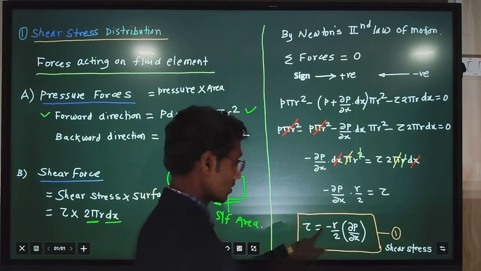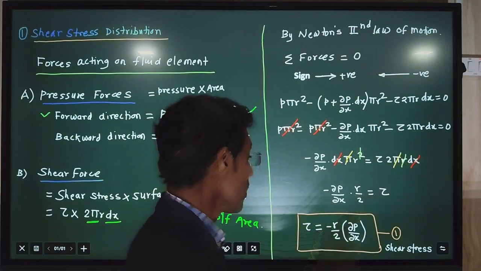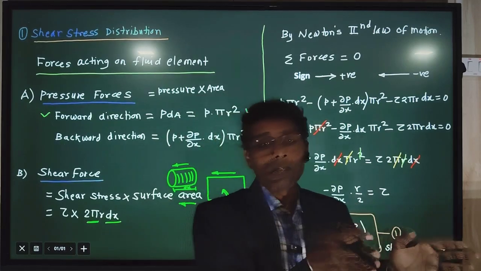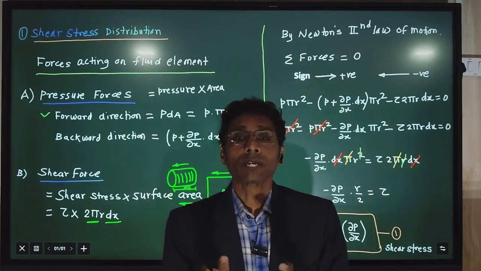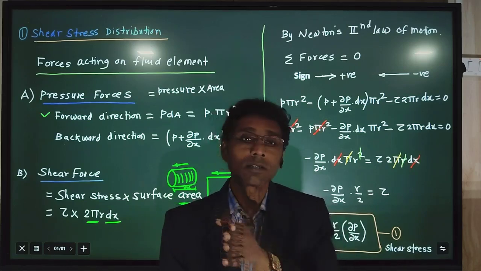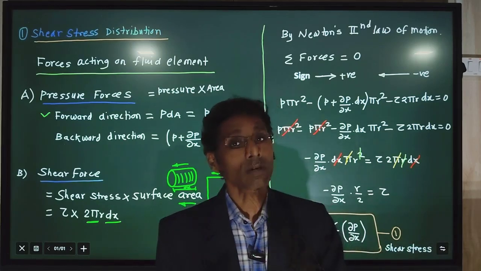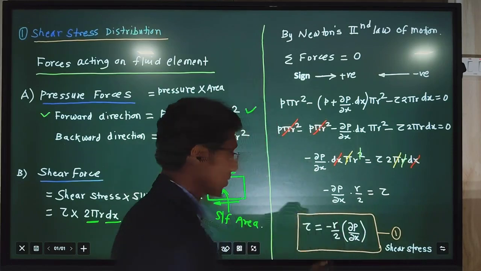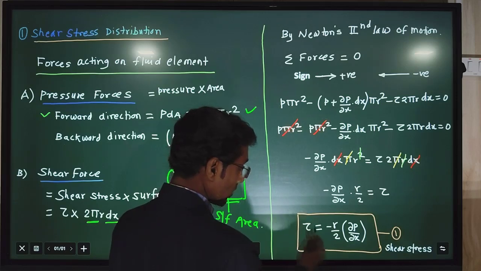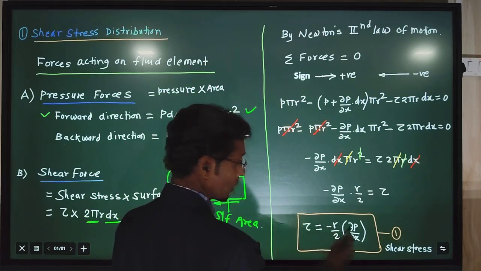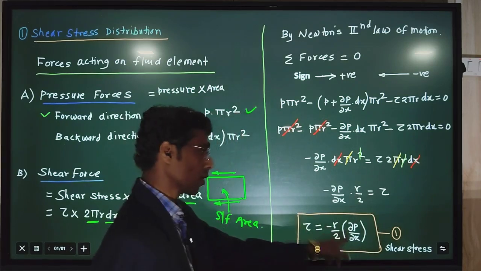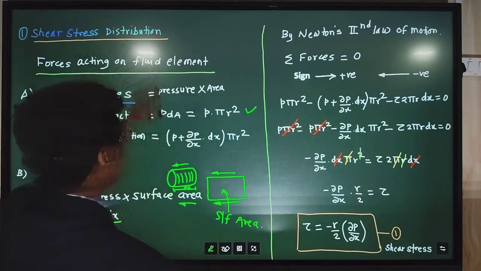Now in this case, we consider a minus sign for the pressure gradient, because as the fluid is flowing, there is friction taking place between the layers of the fluid flow. Because of that, pressure decreases in the direction of flow. So that is why the pressure gradient is negative, and that is why we consider a minus sign for it. Now tau is equal to minus r by 2 into delta p by delta x. This equation number 1 we use to obtain the shear stress distribution.